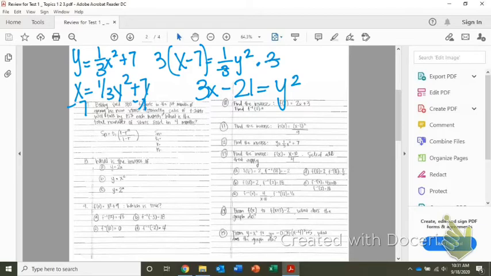To get rid of a square, we take the square root. So, the inverse of number 12 is the square root of 3x minus 21. Okay?